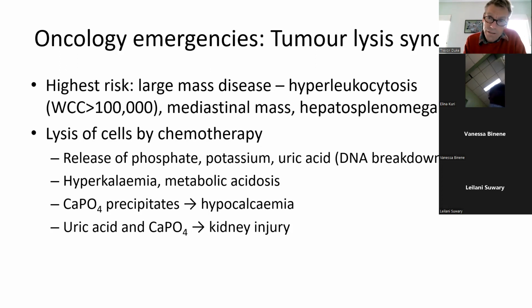lysis of cells. Inside cells, there's a lot of potassium and phosphate, and there's all the genetic material like DNA, and that all gets broken down, and it releases uric acid and potassium and phosphate from the leukemic cells that are dying. And so the child ends up with hyperkalemia, a very high potassium level, and often a metabolic acidosis because all the cells are dying, and often hyperphosphatemia, that is their phosphate level in the blood goes very high, and that combines with calcium, and you get very low levels of calcium in the blood. And so those are the common features after you start treating these children with chemotherapy.